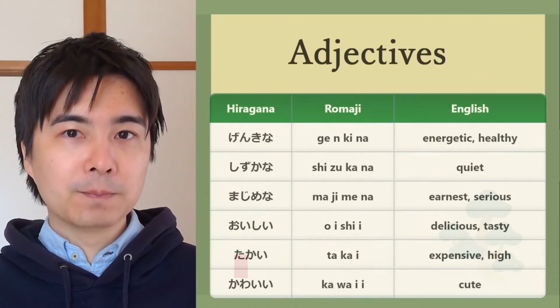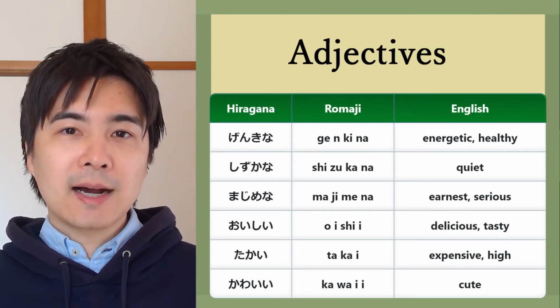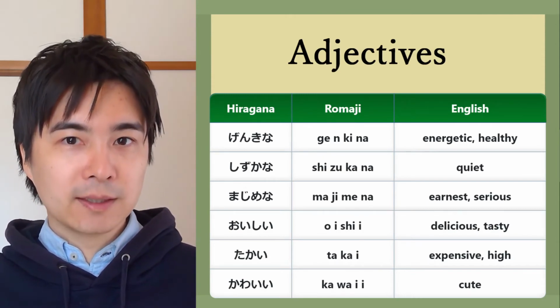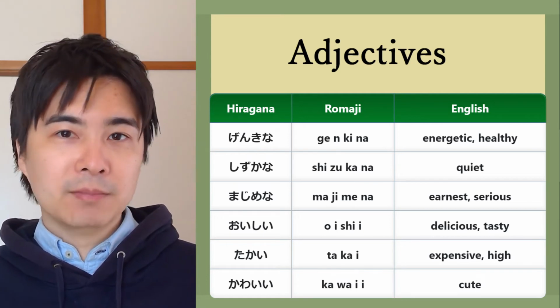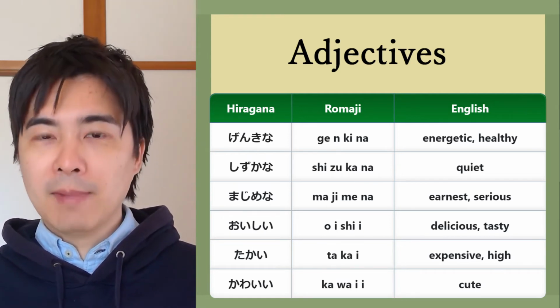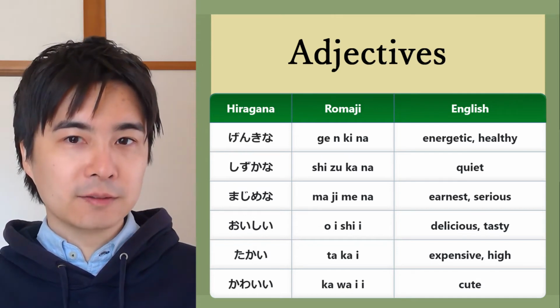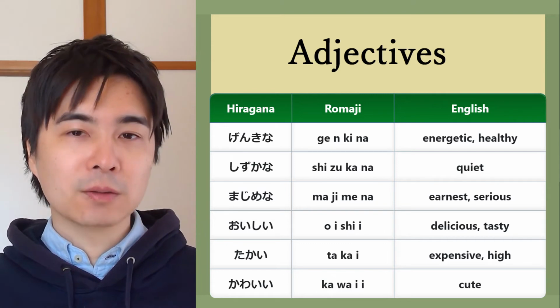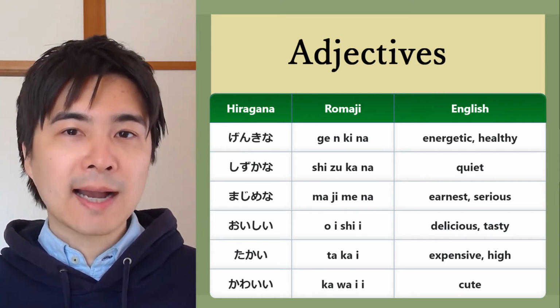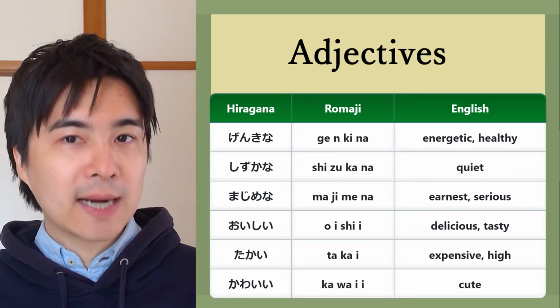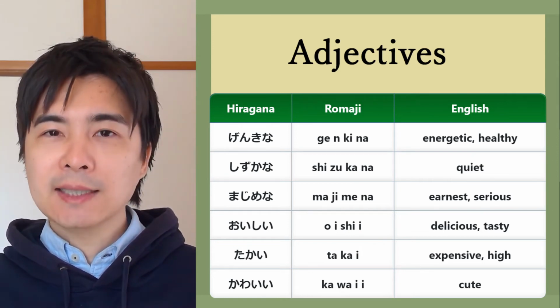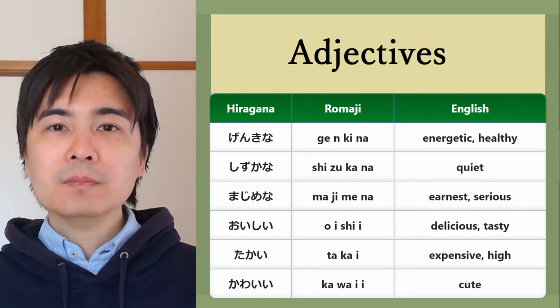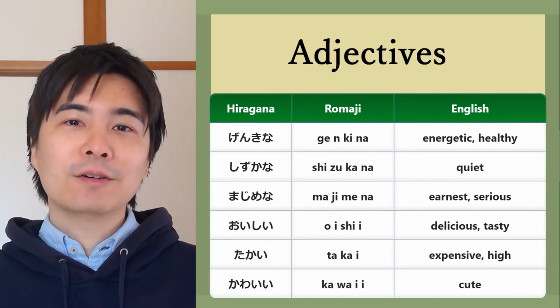Also, we learned 6 adjectives in this video. 元気な means energetic or healthy. 静かな means quiet. 真面目な means earnest or serious. 美味しい means delicious or tasty. 高い means expensive or high. かわいい means cute. Do you remember them? So now let's review the grammar we have learned in this video.